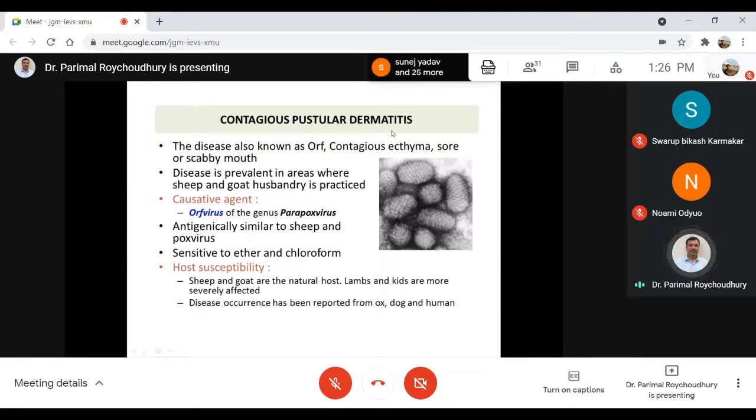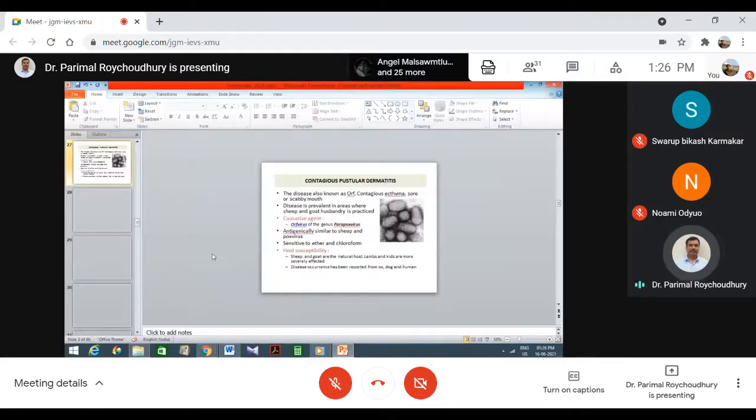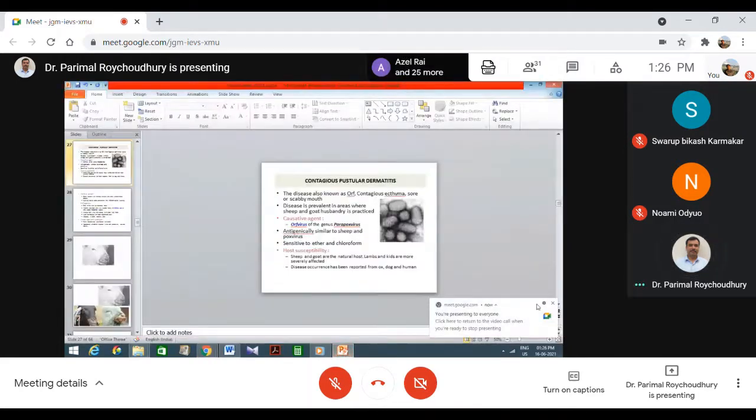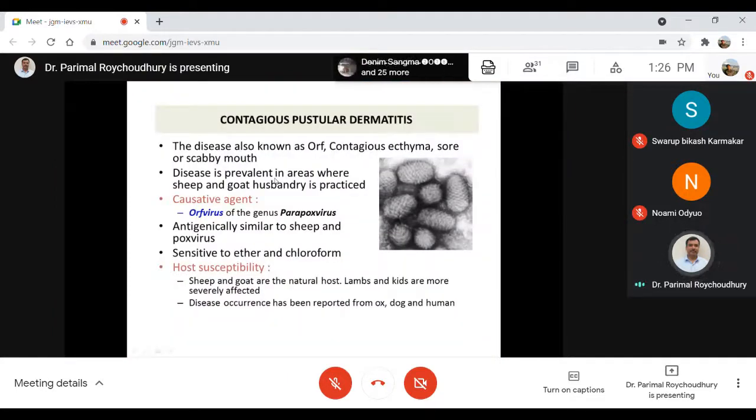It is a highly contagious disease under the Parapox genus; the organism is a parapoxvirus. It can cause skin lesions, particularly in sheep and goat. This is a very common infection in the northeast as well as in other parts. Wherever sheep and goat rearing husbandry practices are there, definitely we get this ORF infection. It is not much life threatening, of course, but in newborn kids or lambs the disease severity is more, and because of malnutrition or starvation, the animal may die.